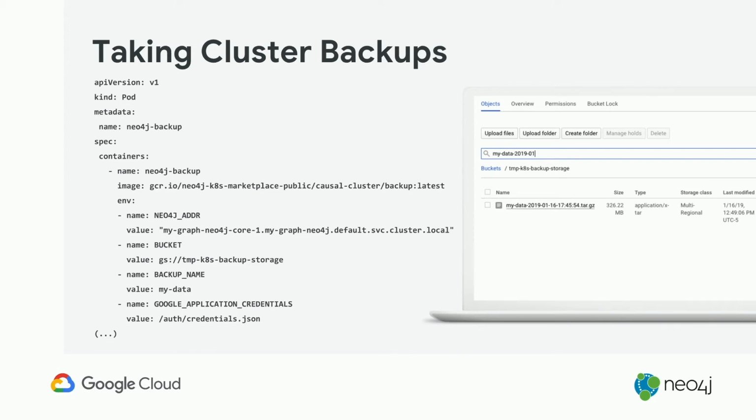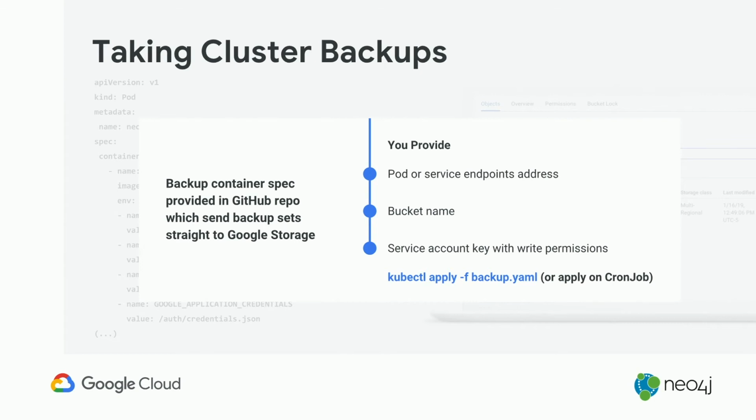You're going to specify a little bit of YAML, apply that to your cluster, and the utility container runs, takes a live backup from your cluster, compresses it, and sends it off to Google Storage. So it's basically as simple as applying a resource, waiting a little bit of time, and then out pops an archive on a Google Cloud Storage bucket that you specify. In order to make this work, what you have to provide is the pod or service endpoint address, the bucket name where you want the data to show up, and a service account key that has write permissions to that bucket.